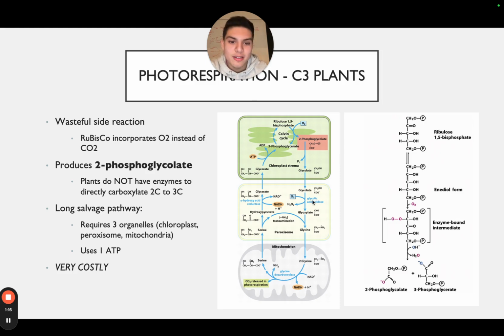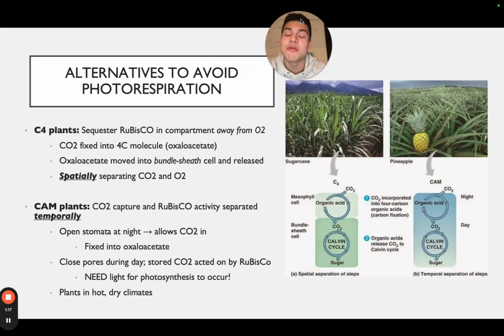You don't need to know glycolic acid oxidase. Like, I even had to take a moment to see if I actually knew how to pronounce it. You don't need to know this stuff. You just need to know that it forms a 2-phosphoglycolate, and that's going to go through this long salvage pathway through different organelles, peroxisomes, mitochondria, because that's where these special enzymes are, and then eventually it'll become our 3-phosphoglycerate. That's literally it. So now moving on to alternatives to avoid photorespiration.